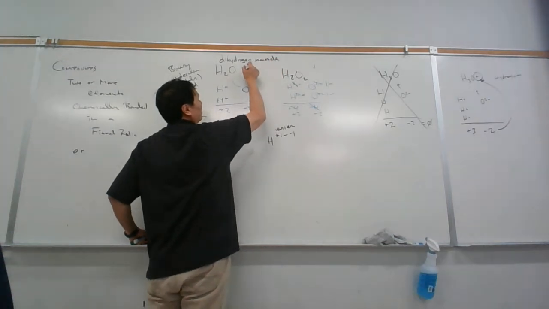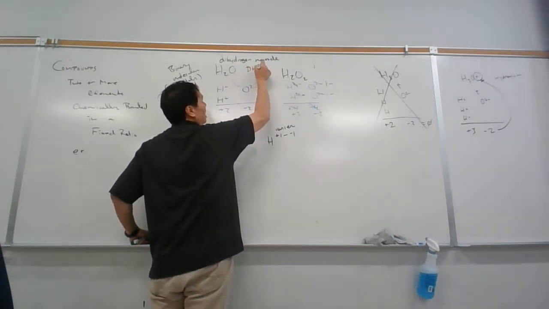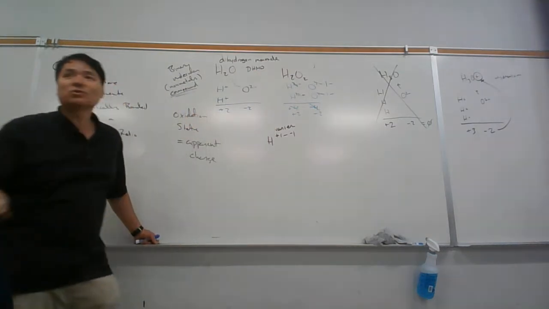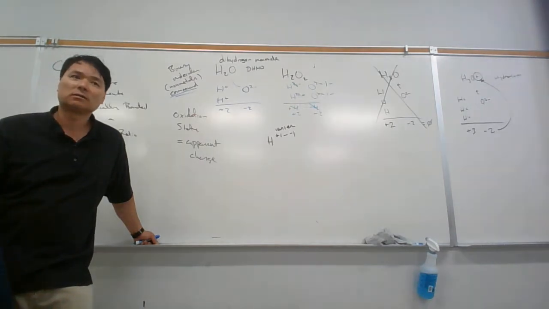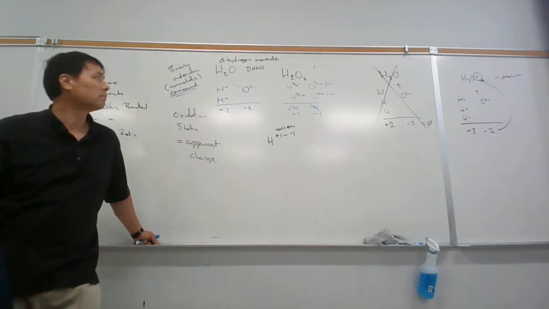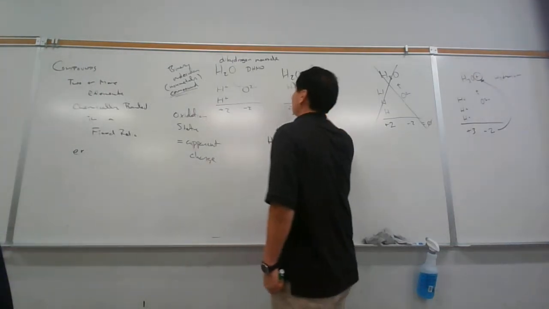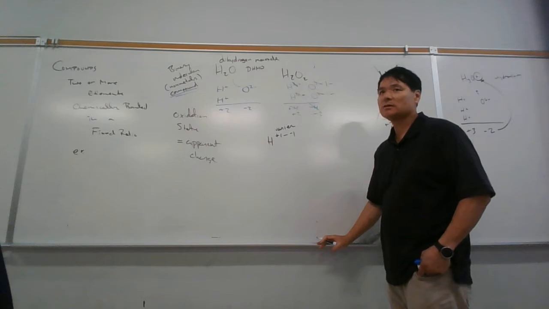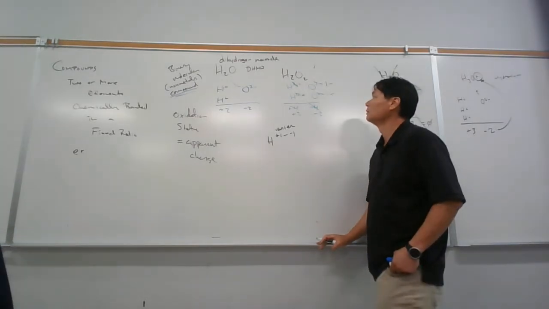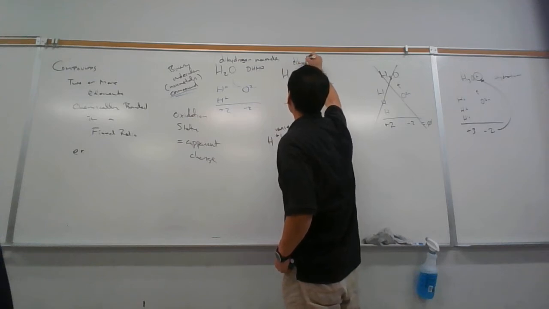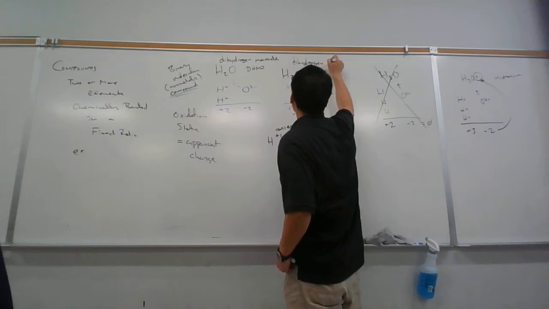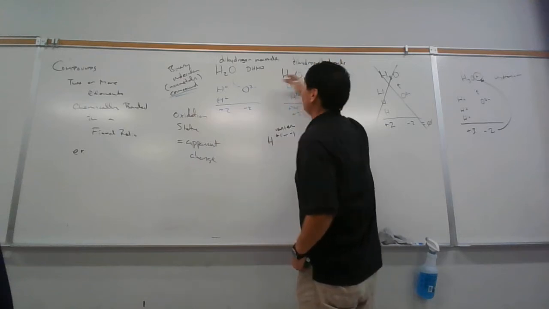Dihydrogen monoxide is sometimes given the acronym DHMO. This would be called the systematic name for water. The systematic name is dihydrogen monoxide, or DHMO. The common name for water is just water. The common name for H2O2 is hydrogen peroxide. The systematic name would be dihydrogen dioxide. But nobody ever calls it dihydrogen monoxide.